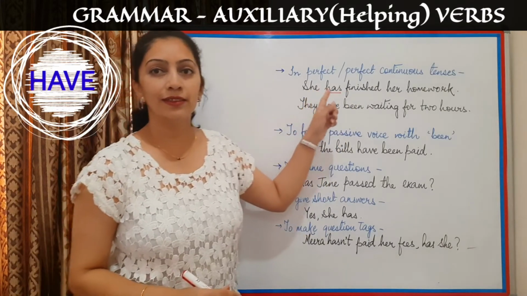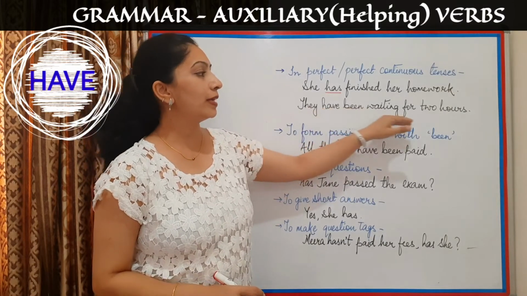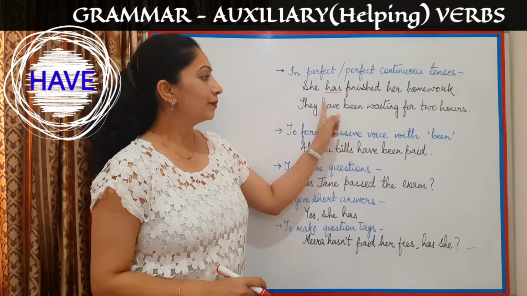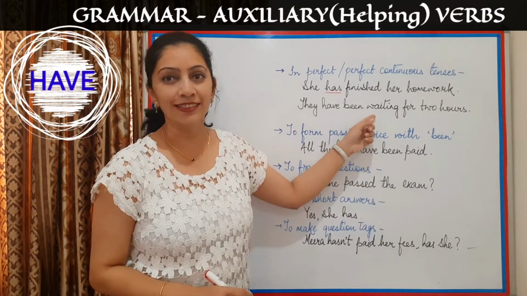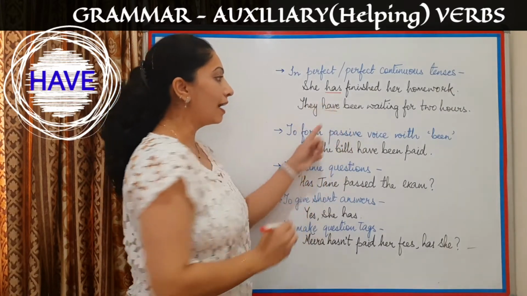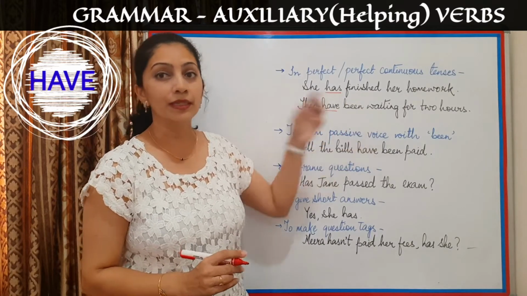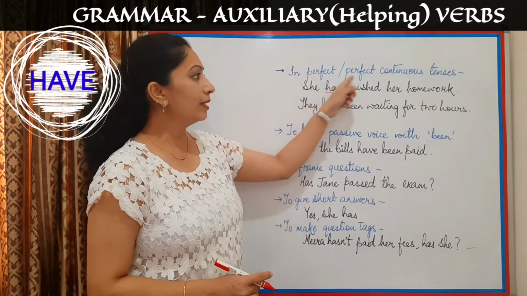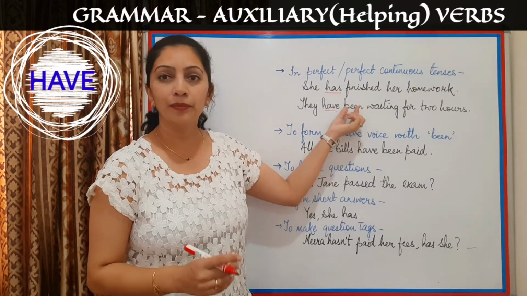as the auxiliary verb. They have been waiting for 2 hours. Now here, since this is a perfect continuous tense, we are going to use the form of have. So have here becomes the auxiliary verb. Waiting here becomes the main verb in the progressive form, and in a perfect continuous tense, we always add the word been here.